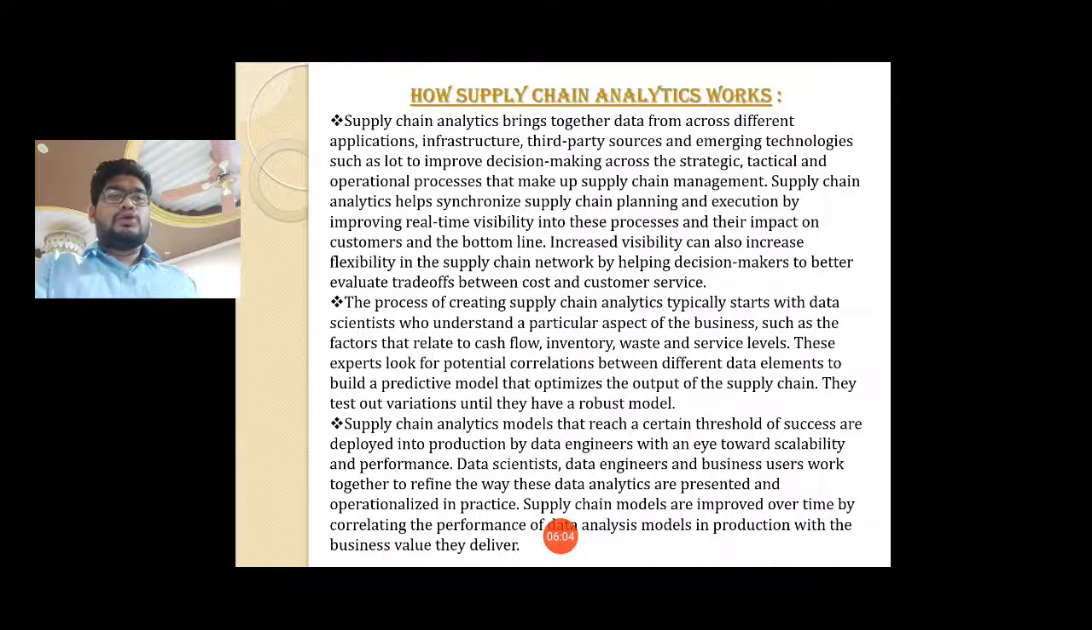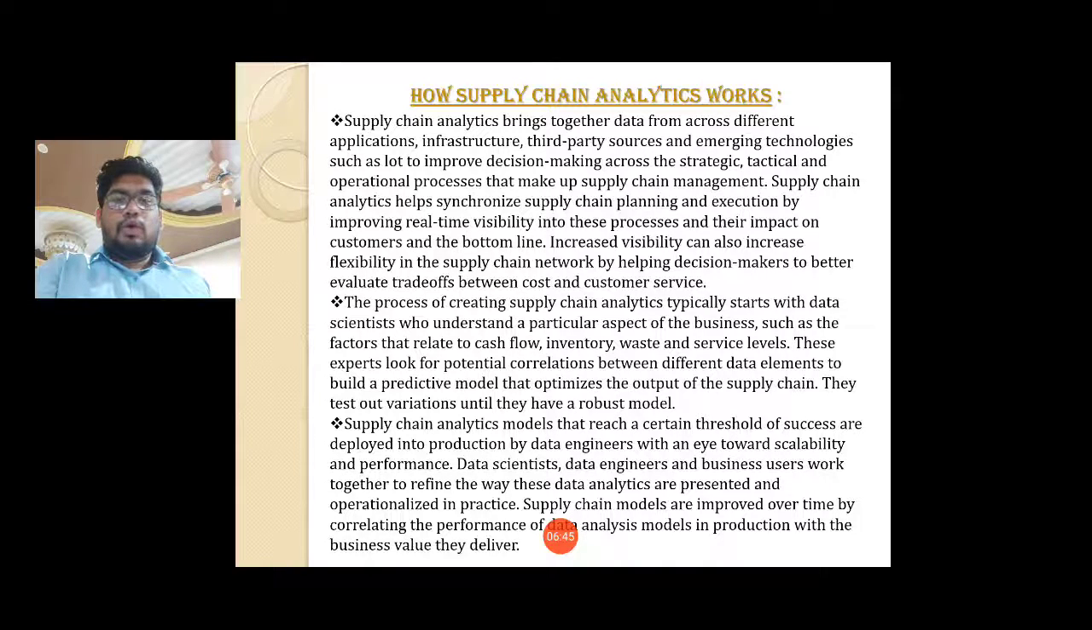Increased visibility can also increase flexibility in the supply chain network by helping decision makers better evaluate trade-offs between cost and customer service. The process of creating supply chain analytics typically starts with data scientists who understand particular aspects of the business, such as factors that relate to cash flow, inventory, waste, and service levels. These experts look for potential correlations between different data elements to build a predictive model that optimizes the output of the supply chain. They test variations until they have a robust model.